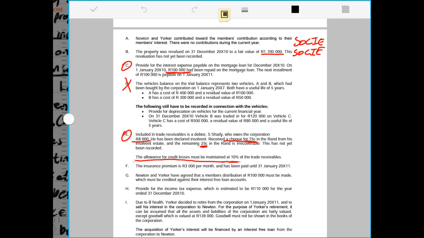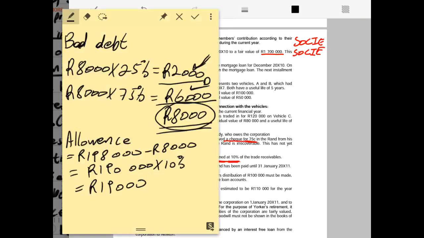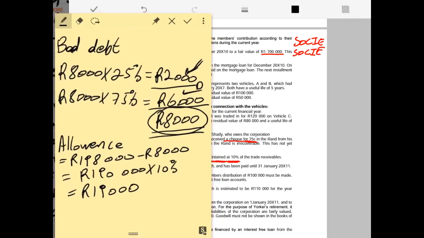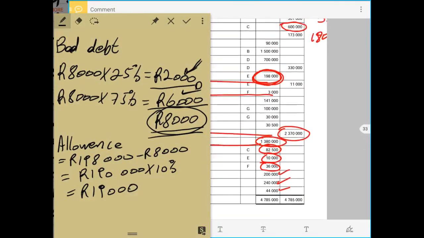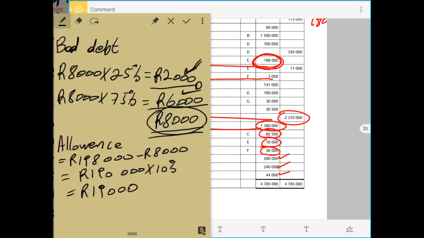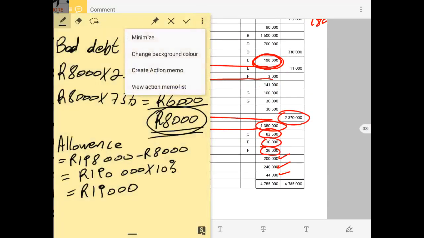We were instructed that the allowance for credit losses must be maintained at 10%. So now that's where the 10% comes from. Then after we have done that, we realize that the allowance for credit loss by the end of the year is supposed to be 19,000 rands. However, in the trial balance, we already have the allowance for credit loss that was coming from the previous accounting period, and that allowance was 11,000 rands.